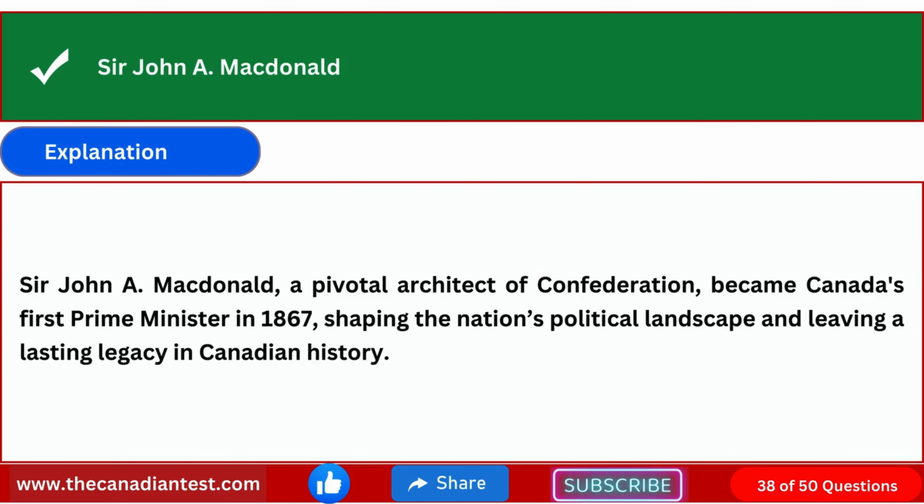The correct answer is Sir John A. Macdonald. Explanation: Sir John A. Macdonald, a pivotal architect of Confederation, became Canada's first Prime Minister in 1867, shaping the nation's political landscape and leaving a lasting legacy in Canadian history.